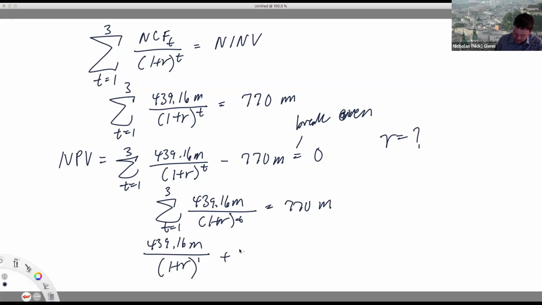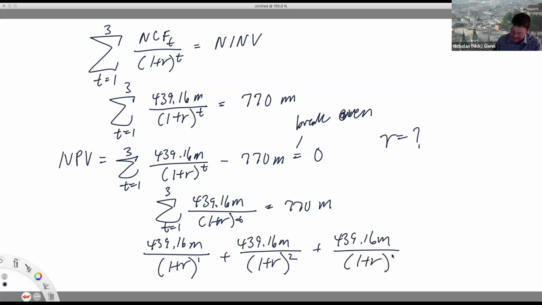We got to add the next year, year 2. 439.16 million. And we got to discount it even further, right? We got to discount it for 2 years, because it's even further away, and so it's going to be worth even less money. Lastly, this net cash flow that we're getting 3 years from now. And so we got to discount this even more.